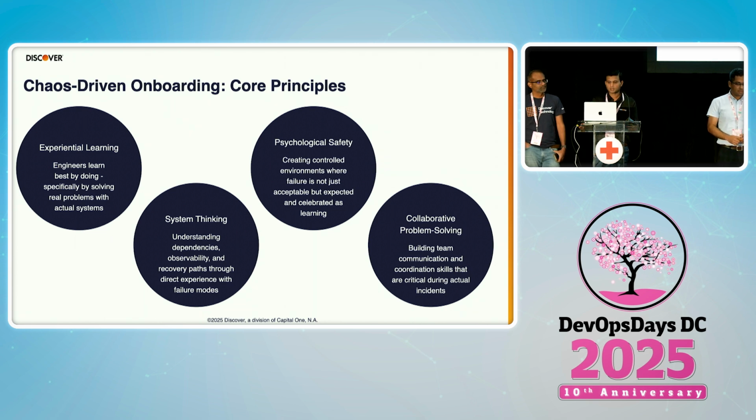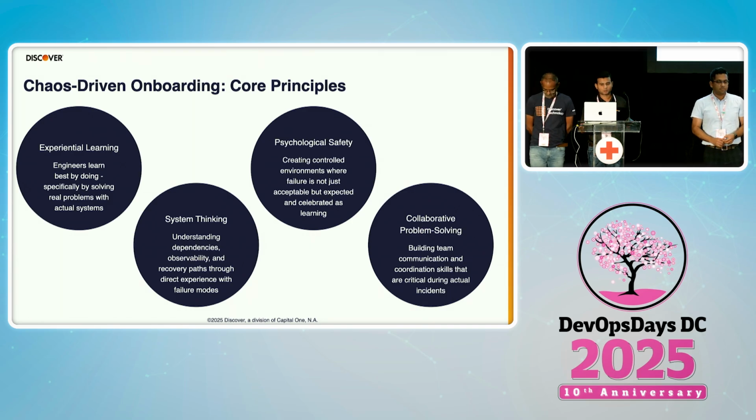Then the next one is psychological safety. What I mean by psychological safety is that you create a controlled environment, you spin up an environment where they can practice these onboarding steps, right? Create these controlled environments, and even if they fail, accept those failures, because only if you fail do you learn something. So that is what psychological safety means, okay?